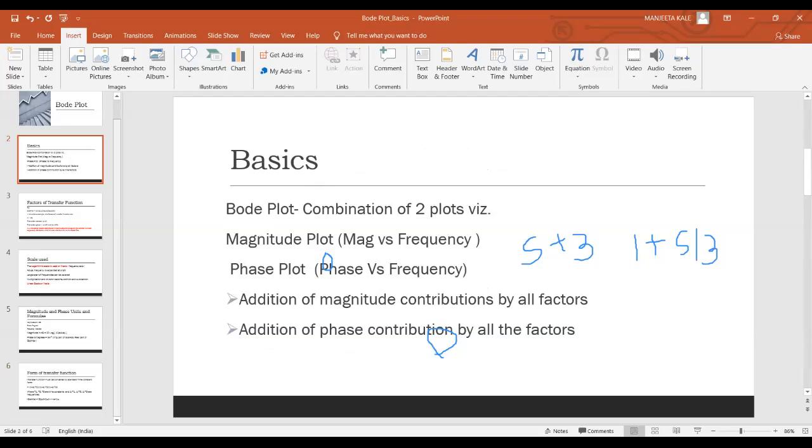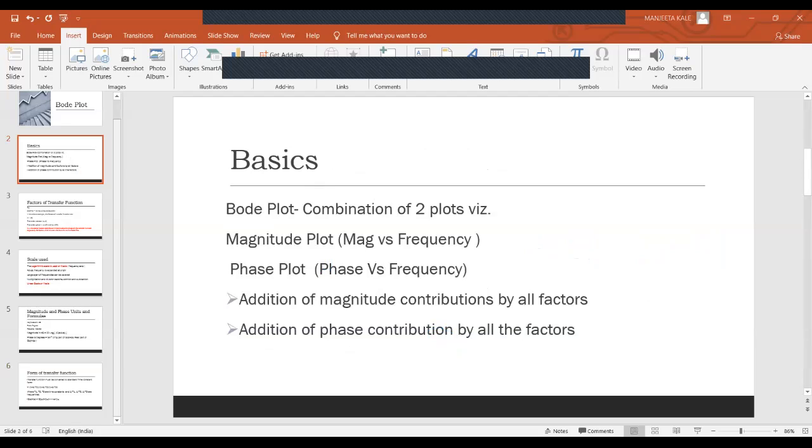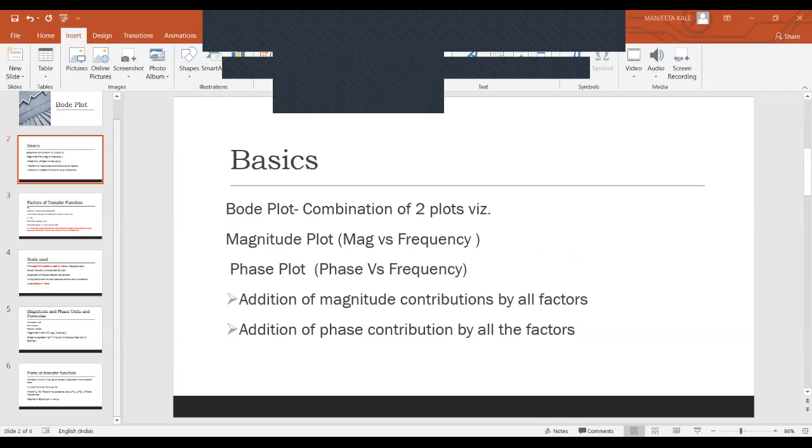Okay, so just a minute, let me erase this. Okay, so Bode plot is a combination of two plots, magnitude plot and phase plot. Both are plotted separately on the same paper. The paper is semi-log paper that we use. In semi-log paper, we partition into two parts. Upper part is used for magnitude plot, lower part is used for phase plot. Magnitude plot is magnitude versus frequency. Phase plot is phase versus frequency.